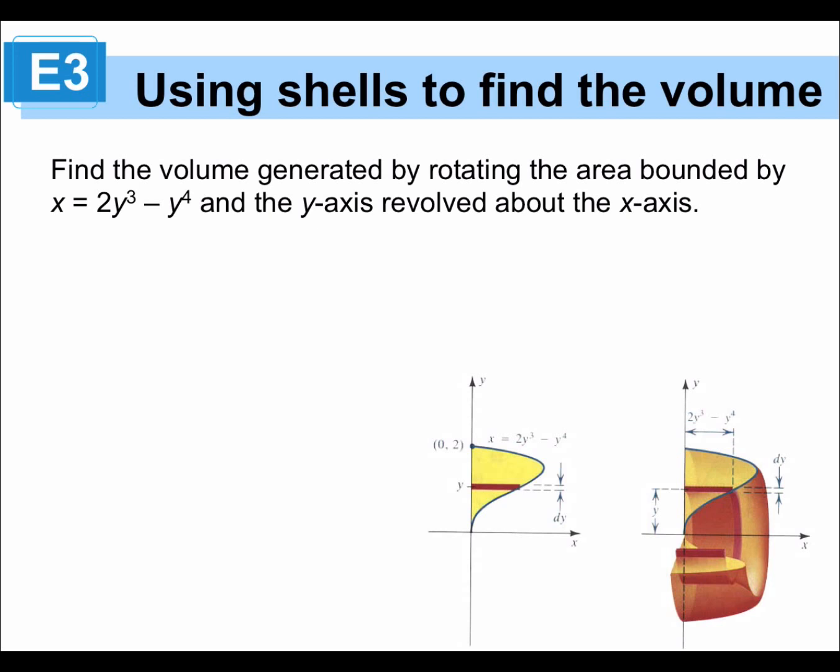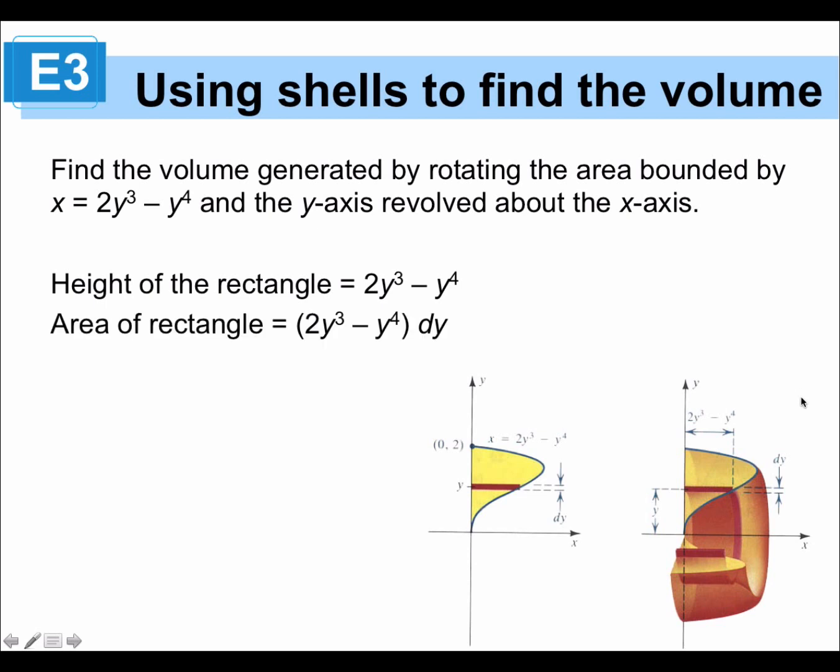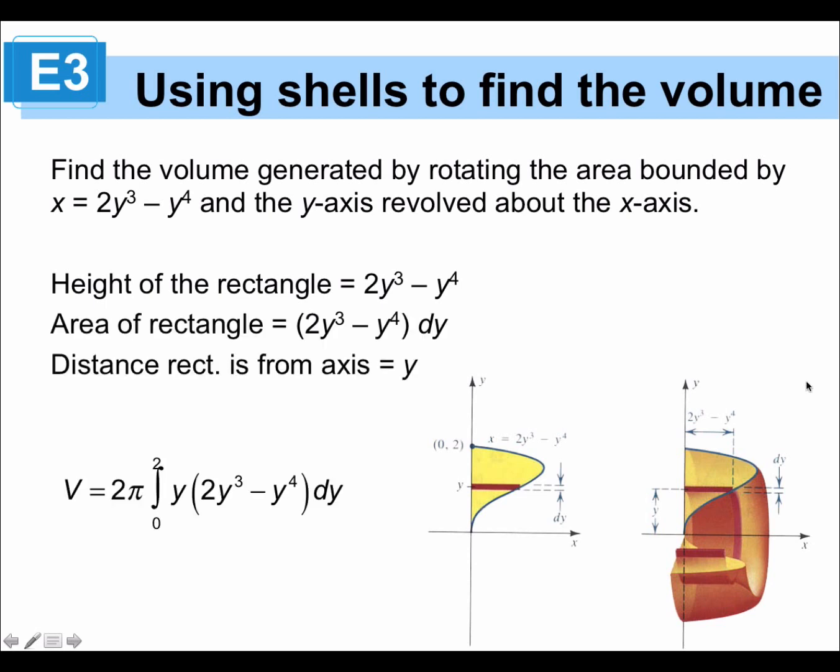How wide is that rectangle? dy. And okay, yeah, good. And how tall? 2y cubed minus y to the fourth. This distance here is 2y cubed minus y to the fourth. It has a thickness of dy. And those are the components you need for the integral, which leads us to height, good, and there we go. So again, think of the shells as being 2 pi times distance away from the axis of revolution times the area of the rectangle.